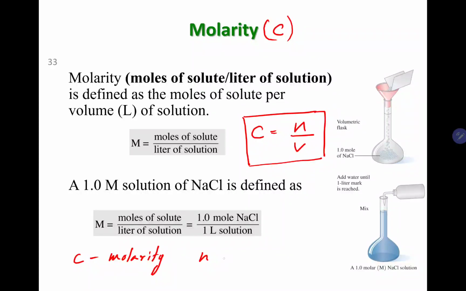So what is N? N is the number of moles. And then what is V? V is volume in liters. This is important, guys. It is not milliliters, not cubic centimeters, it is liters and liters only. So always remember to substitute the volume in liters.